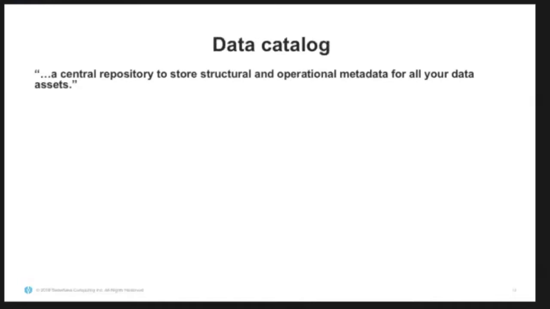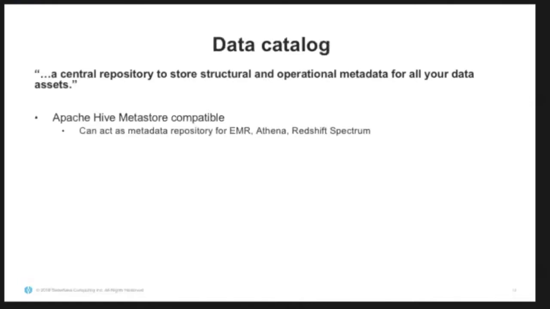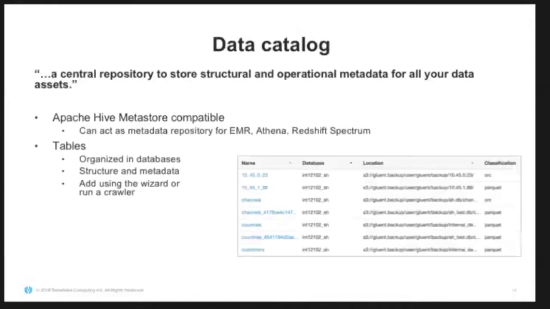Okay, so the data catalog is a central repository to store your structural and operational metadata for all of your data assets. It's a little bit of marketing: all of your data assets, if they're accessible by Glue. The metadata catalog is actually built on Hive Metastore, so it's compatible with the Apache Hive Metastore. That's why it can be used by things like EMR as a metadata resource.